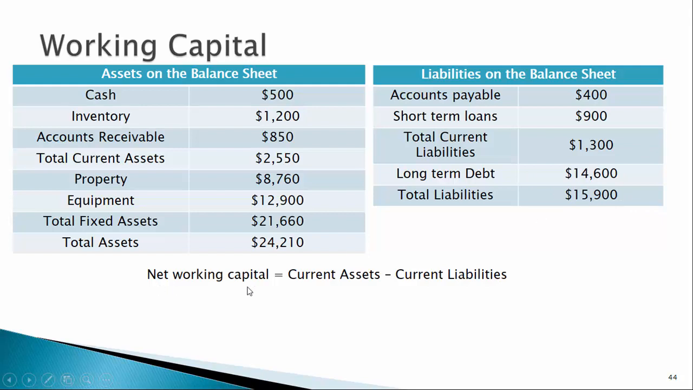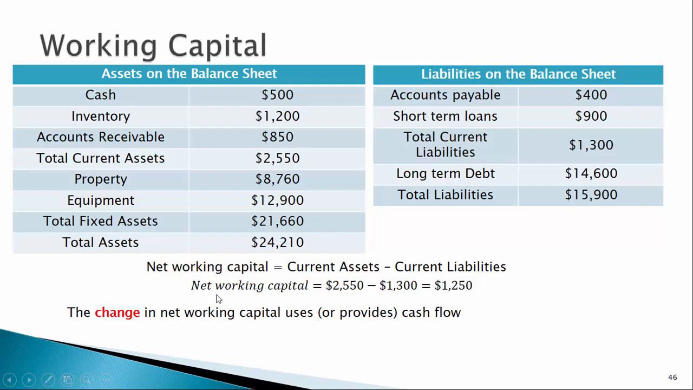So the net working capital is the current assets, the short-term assets, minus the current liabilities, the short-term liabilities. That's the definition of net working capital. All right, so in this example, you can see that my net working capital is $1,250. It's the total current assets minus the total current liabilities. Now what we care about in terms of doing these problems is the change in net working capital. Because when this changes, it changes our cash flows, right?